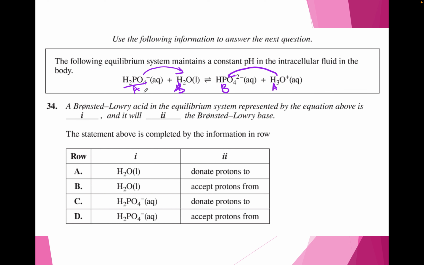So when we're looking at the question, the Bronsted-Lowry acid in the equation above, in this one equation, water can be an acid or a base, but in the equation we're looking at, it's only acting as a base. So it's not going to be water. And acids always donate protons to the base. So here the answer is C.